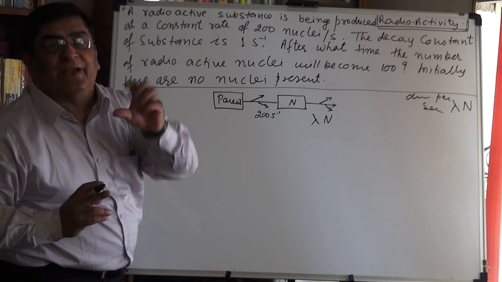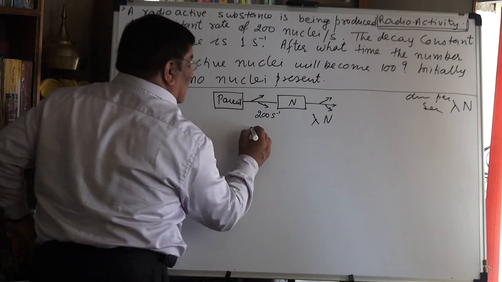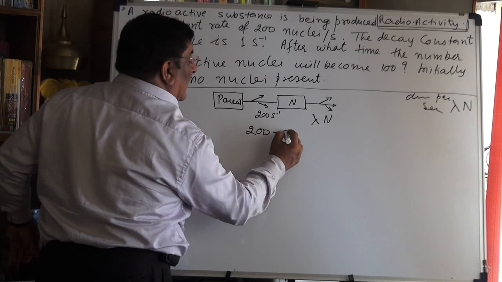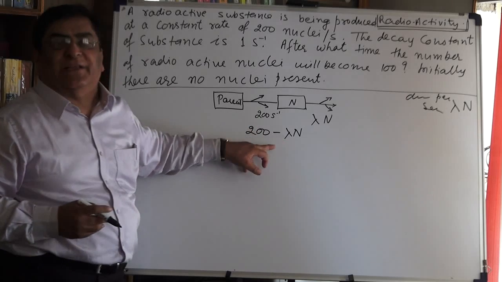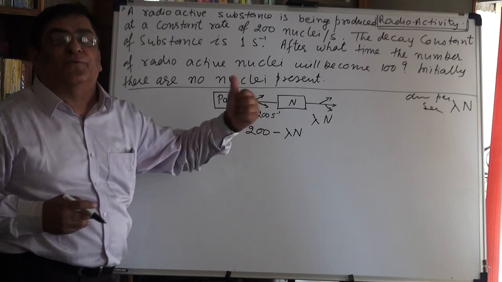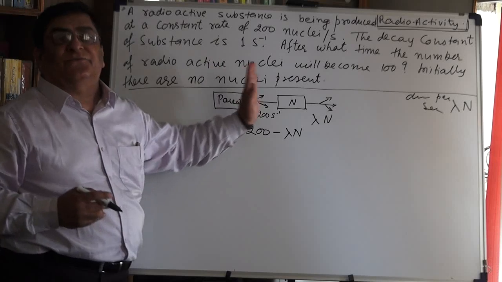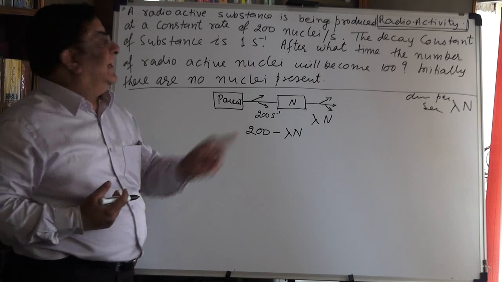So every 1 second, how many are accumulating here? We know that every 1 second there is an accumulation of 200 minus lambda N. This is accumulation every second. What do we call it? In mathematics, this is the rate of change, the rate of production per second.